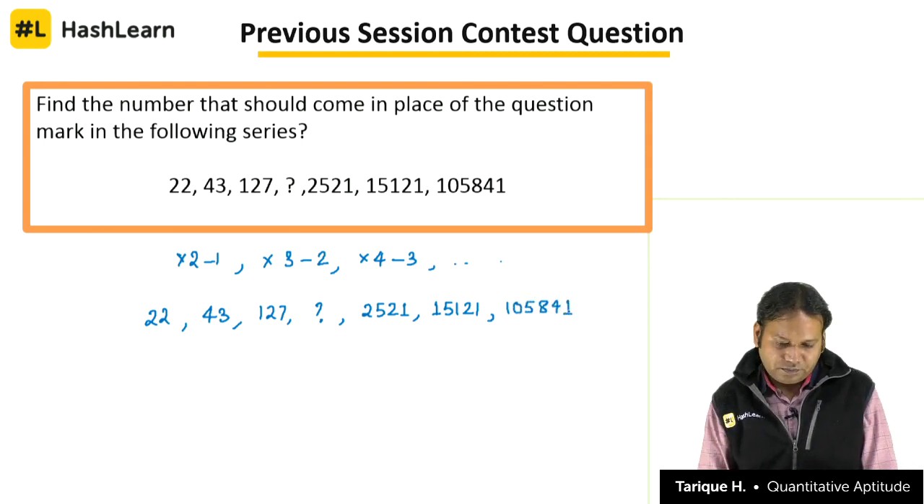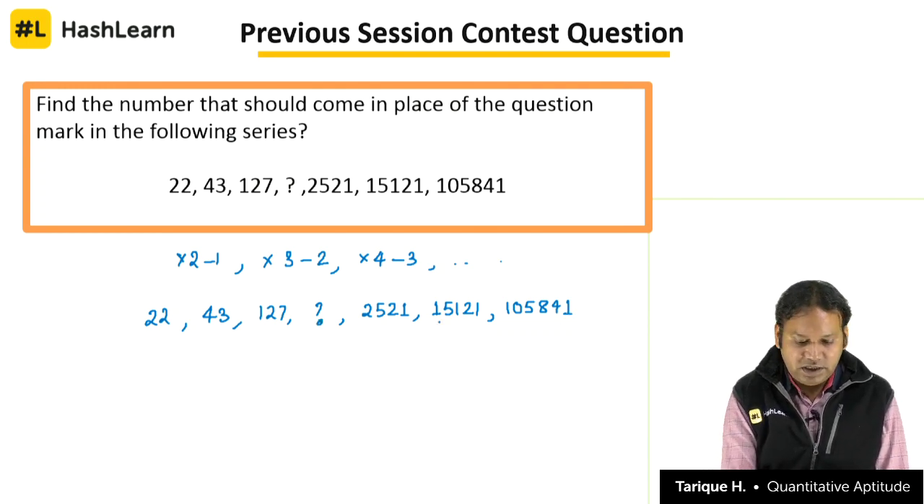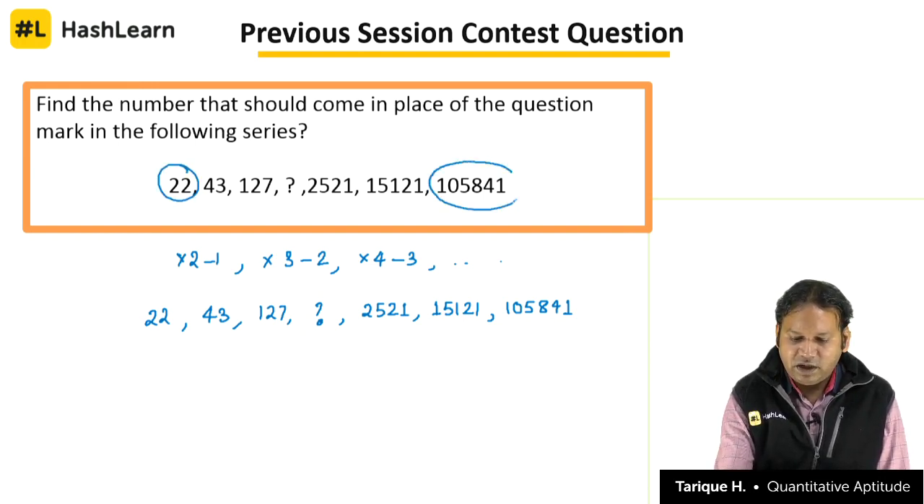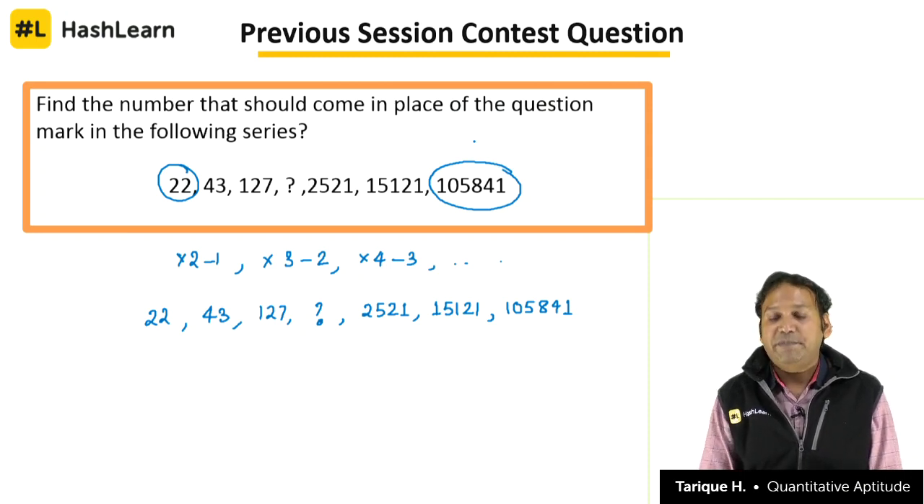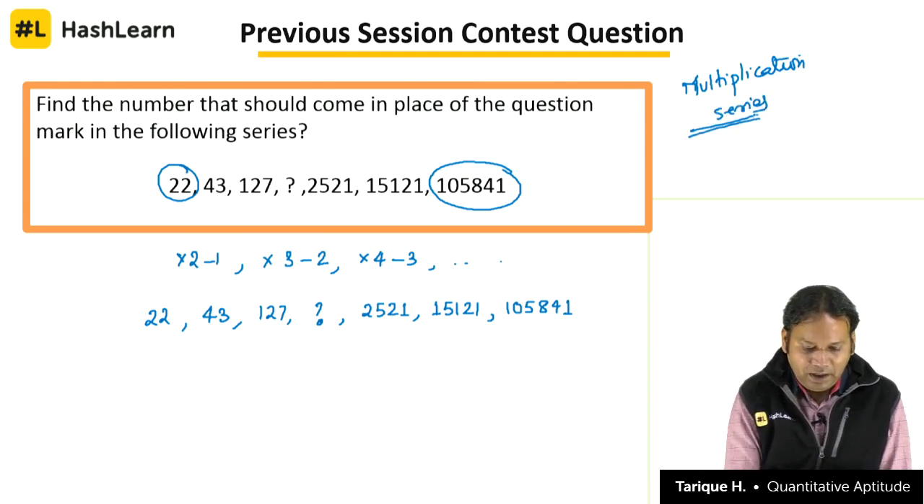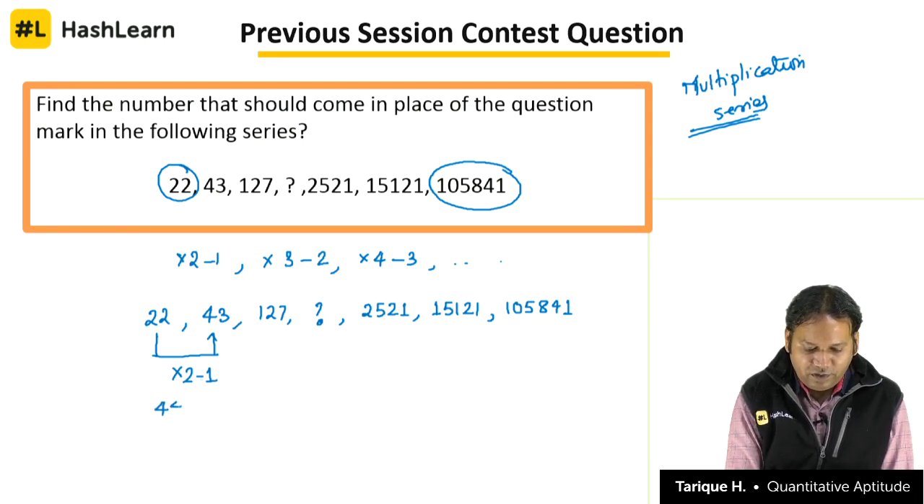105841. Now here definitely we are not going to look at the larger number, look at the smaller number, and you can see here from 22 we went to almost 1,05,841. That's a pretty big jump, which means we knew that it is a multiplication series. But normally multiplication series means into something plus something. So look at 22 and 43, it is into 2 minus 1. So 22 into 2 is 44 and 44 minus 1 is 43.